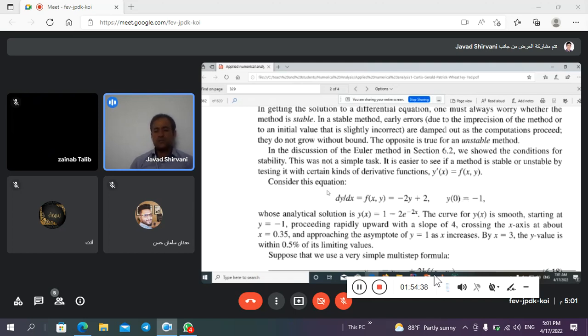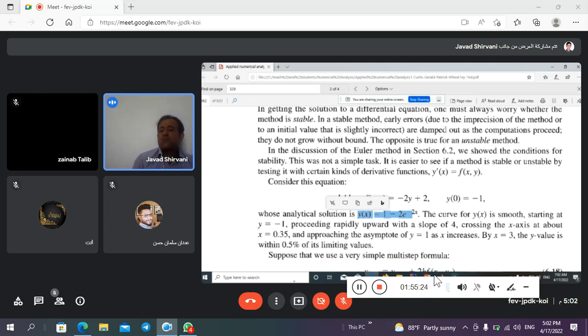If you solve this equation by analytical methods, you get this value. The analytical method is always accurate, but the numerical one is inaccurate. But the problem is the analytical solution is not available in many cases, in many differential equations related to science, technology, and other areas.